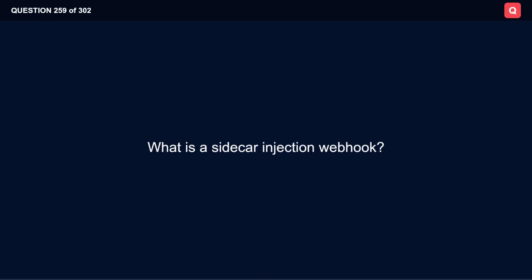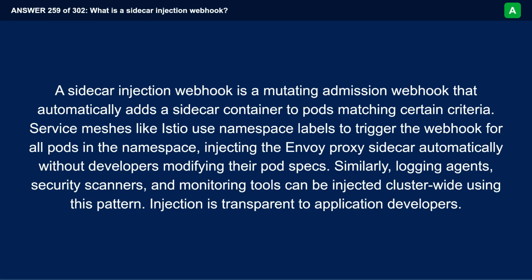What is a sidecar injection webhook? A sidecar injection webhook is a mutating admission webhook that automatically adds a sidecar container to pods matching certain criteria. Service meshes like Istio use namespace labels to trigger the webhook for all pods in the namespace, injecting the Envoy proxy sidecar automatically without developers modifying their pod specs. Similarly, logging agents, security scanners, and monitoring tools can be injected cluster-wide using this pattern. Injection is transparent to application developers.